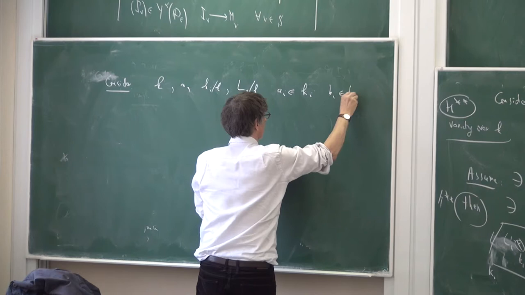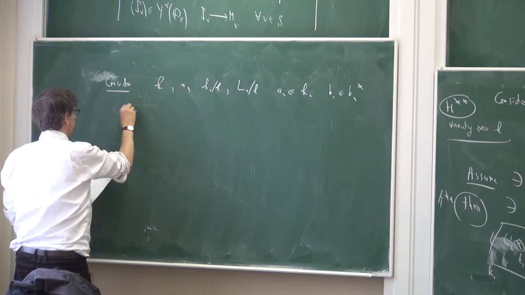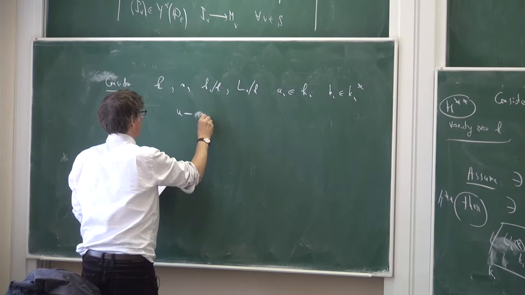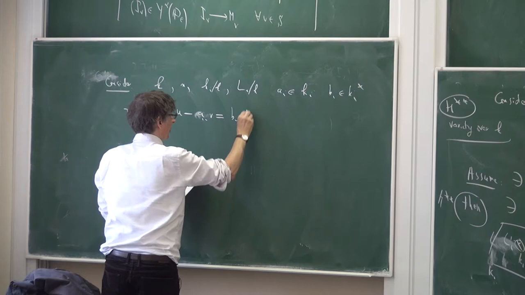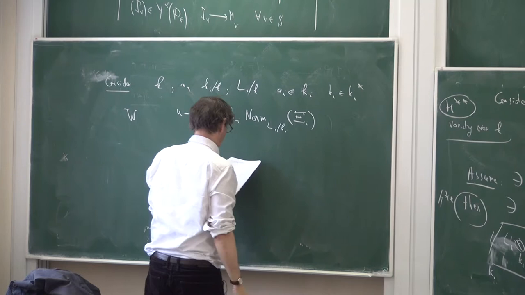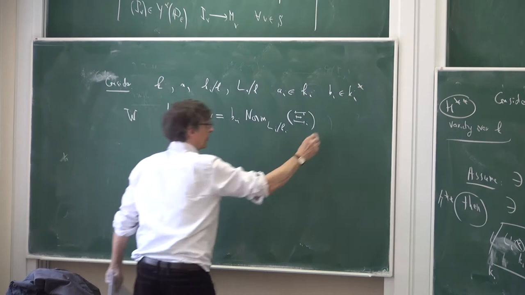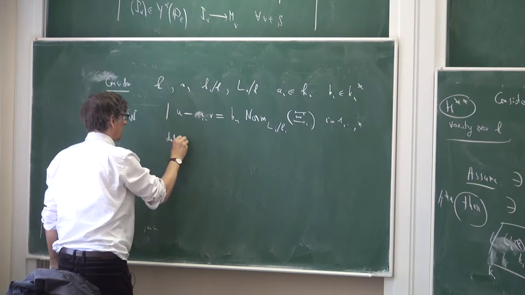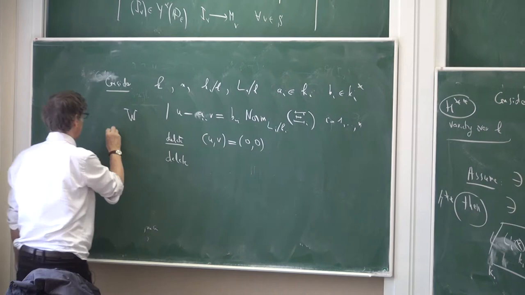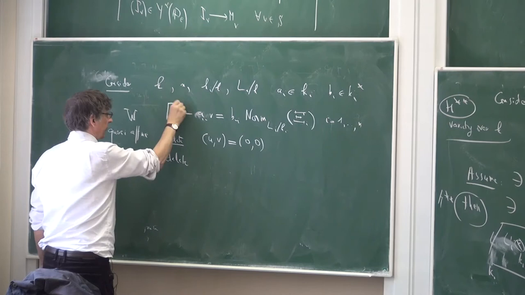Now consider the variety W given by the following system of equations: u minus ei v equals bi, norm li over ki of psi i. It looks very much like the one over there. You take this variety W, with i ranging from 1 to n, and you delete a certain closed set. You delete uv equals 0, 0. We are going to create a quasi-affine variety. This one is affine, but then you delete this thing.